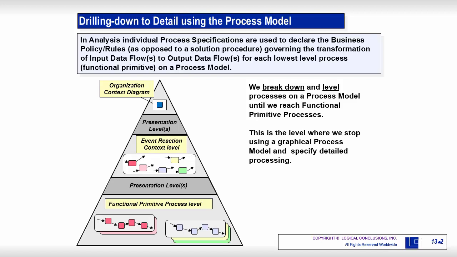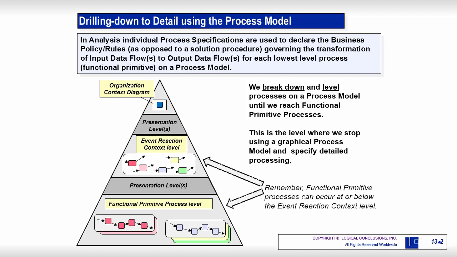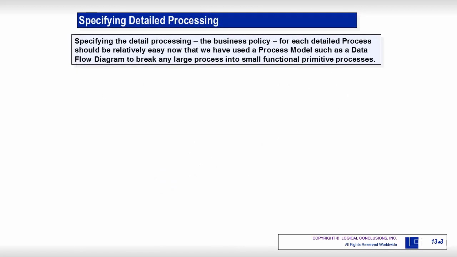This is the level where we stop using a graphical model and specify detailed processing. If you recall, functional primitive processes can occur at or below the event reaction context level. Specifying the detailed processing, the business policy, for each detailed process should be relatively easy now that we've used a process model, such as the data flow diagram, to break down any large process into small functional primitive processes.